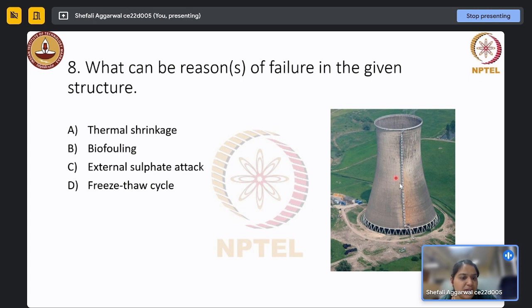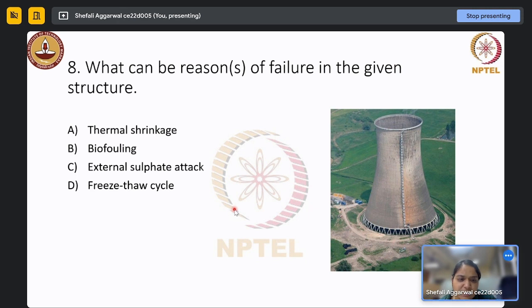If all the gases inside this chimney have sulfides present in them, there are chances that we have a sulfate attack, right? Ma'am, it seems to be a cooling tower. Yes, ma'am.